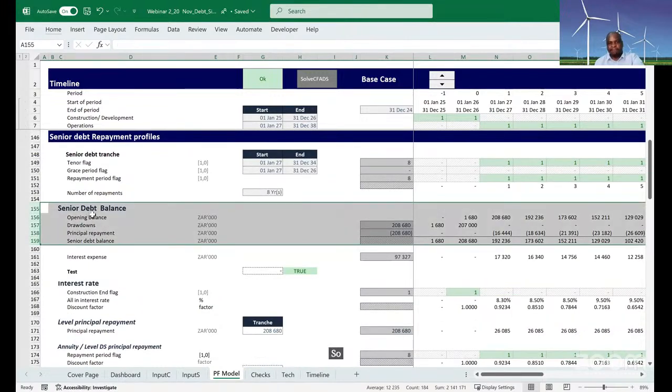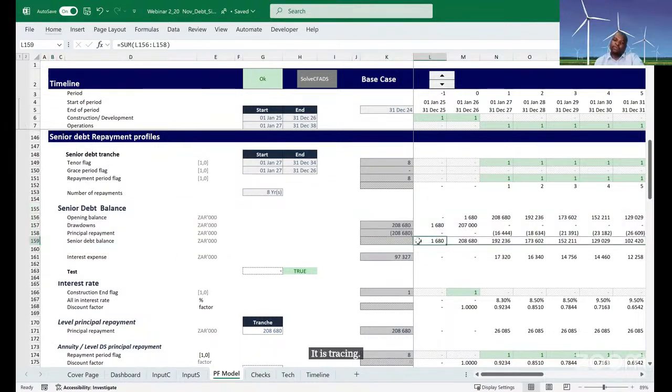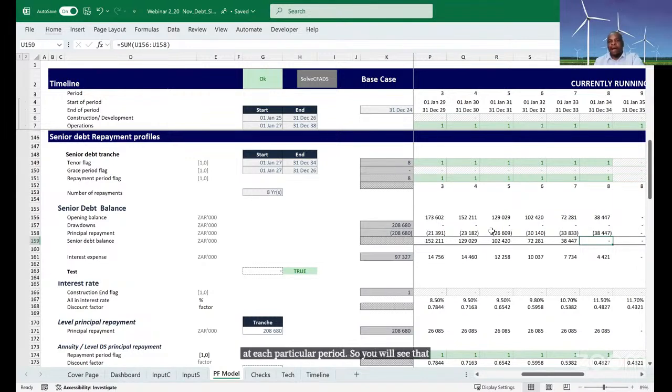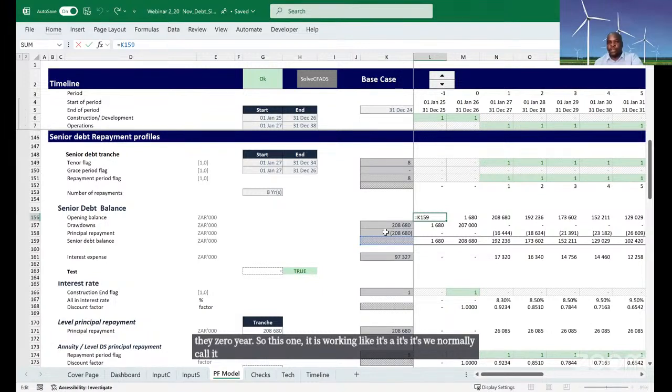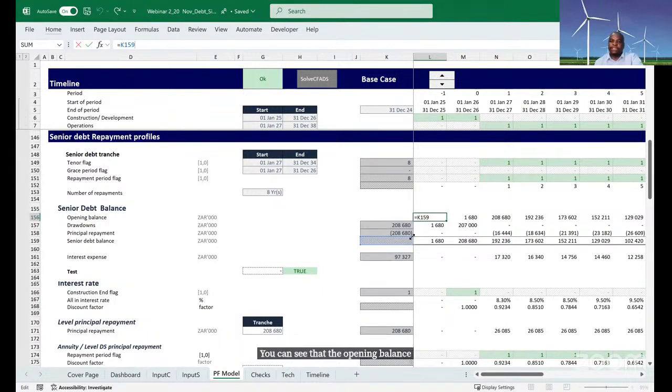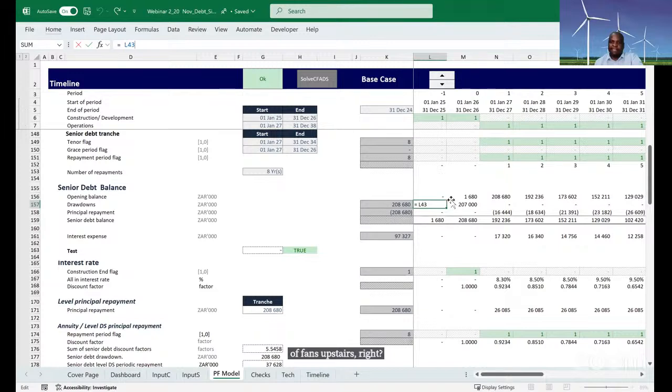So this is the senior debt balance. It is tracing the amount of debt that is remaining at each particular period. So you will see that when we reach the end of our repayment, we shall have paid the entire amount of loan. That's why you are seeing zero here. This one, it is working like what we normally call a corkscrew. You can see that the opening balance of this particular period is the closing balance of the previous period, right? Then the drawdowns that are coming from the uses of funds upstairs. These drawdowns are the amount of debt that we have drawn for this particular project.